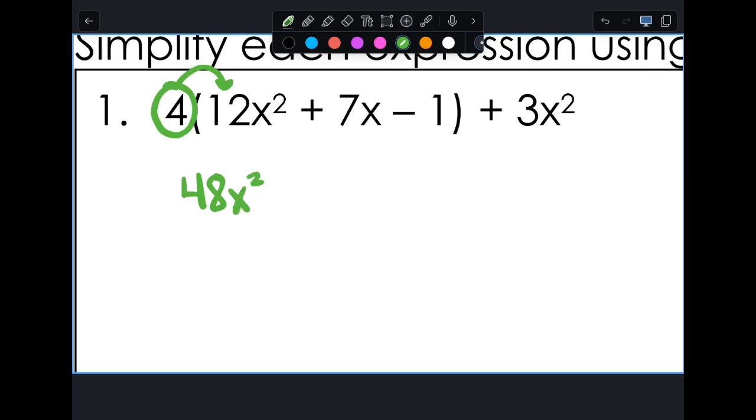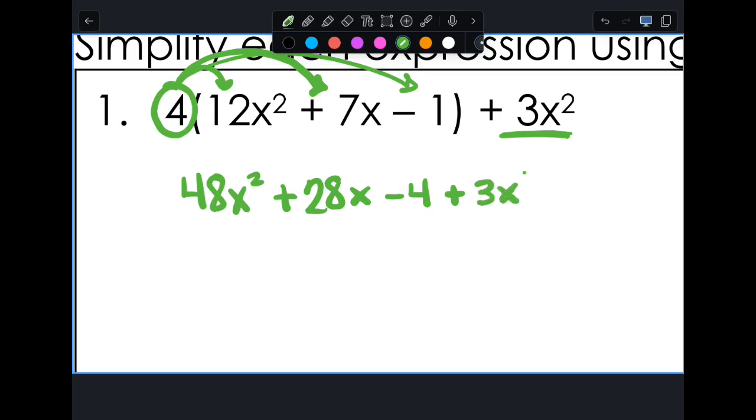Then we multiply 4 times what? To get us? 28. Bring down the x. And then we multiply 4 times? Which is? Negative 4. Correct. Notice you have this 3x squared over here to the side on the outside of the parentheses. So remember, 4 does not jump over the parentheses over there. Bring it down.